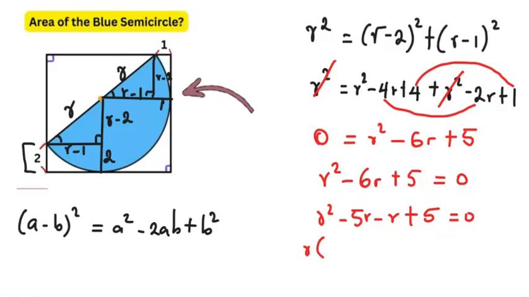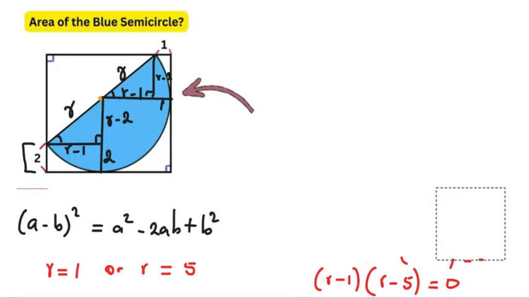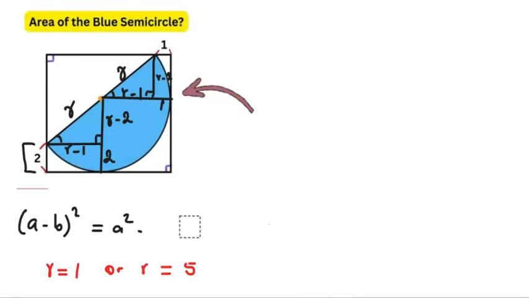So factor out r from here to get r minus 5. And factor out negative 1 here to get r minus 5. This is equal to 0. From here, we get (r minus 1) multiplied by (r minus 5) is equal to 0. So when each of these is let equal 0, so we have the two solutions, r is equal to 1 or r is equal to 5. So what do we do to determine the correct value of r, since we have two solutions for r?